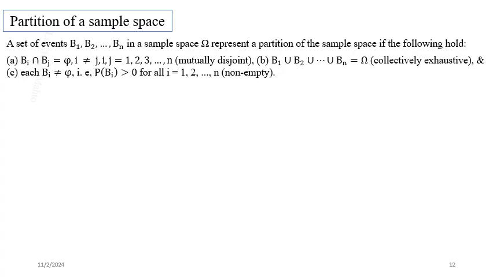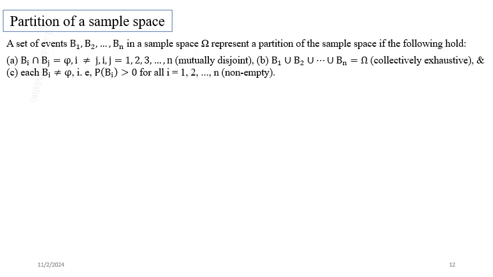So here the situation is like this. A set of events b1, b2, b3 up to bn in a sample space, that means these are subsets of the sample space constructed by a statement. These will form a partition of the sample space if they satisfy the following properties. First, these are mutually disjoint. If you take any two different bi's, bi intersection bj would be equal to phi when i is not equal to j. That condition we call mutually disjoint.